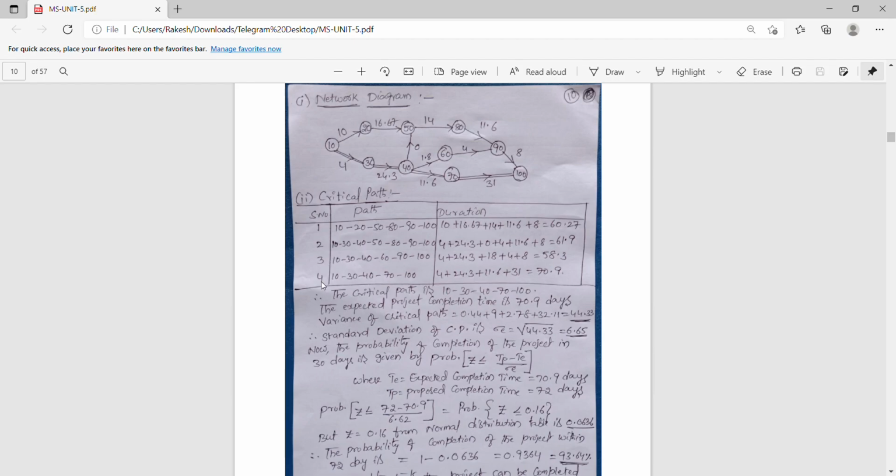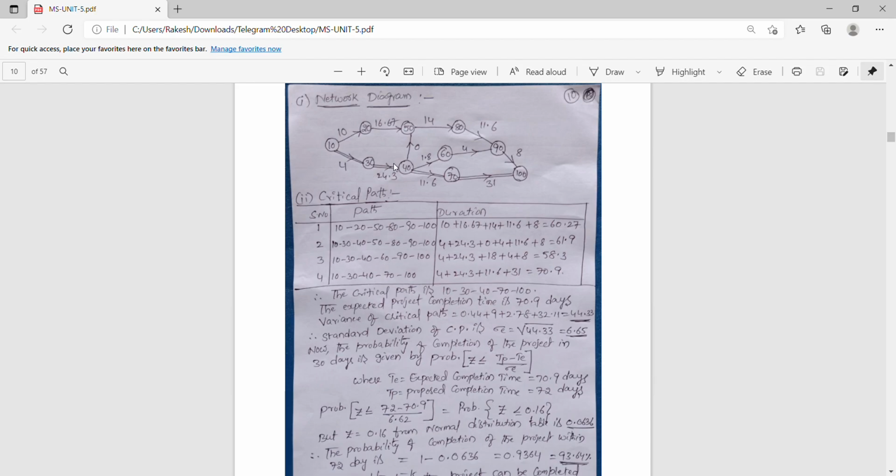Here just write the serial numbers, and in the path column you have to write all the paths. Path is nothing but the starting point to the ending point. Here you can see 10, 20, 50, 80, 90, 100. This is one path. Next you can see 10, 30, 40. From this we have three paths. You have to write these three paths.